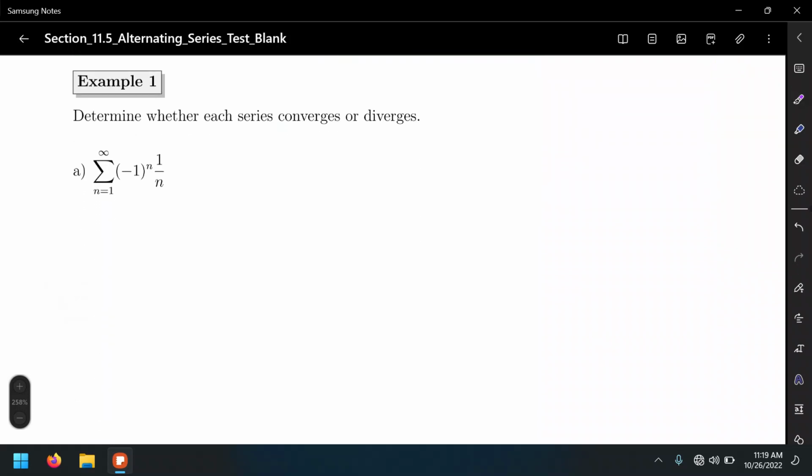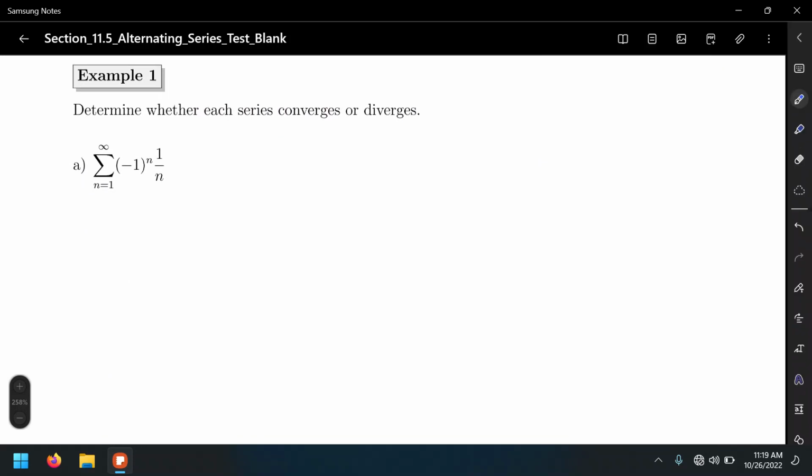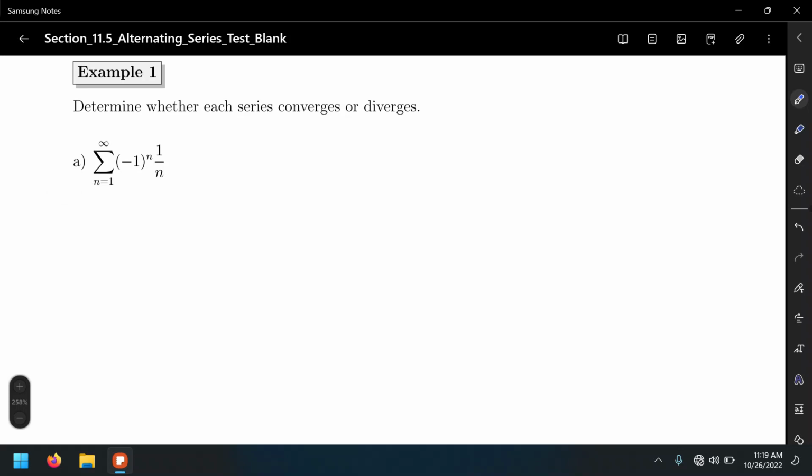All right? So, let's go about some examples. Let's determine whether each series converges or diverges here. Sigma n equals 1 to infinity, negative of negative 1 to the n, 1 over n. The first condition is that the limit of b sub n, that is, the limit of 1 over n as n approaches infinity, what is this limit equal to? 0. So the first condition is satisfied.